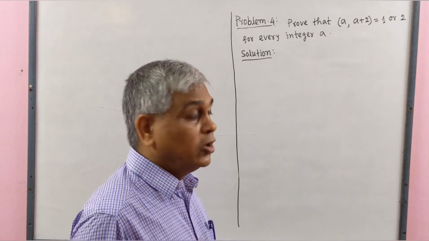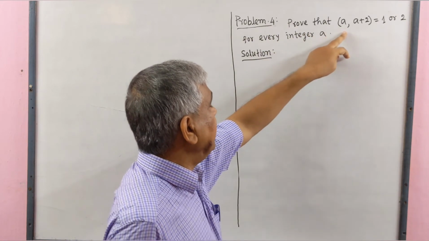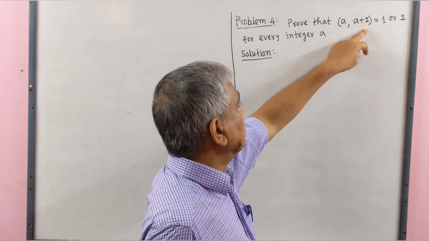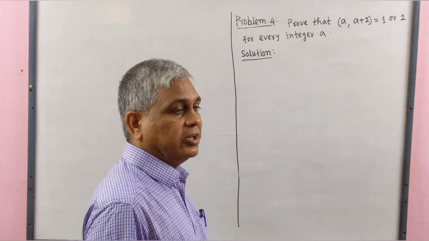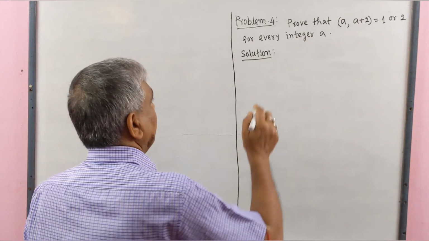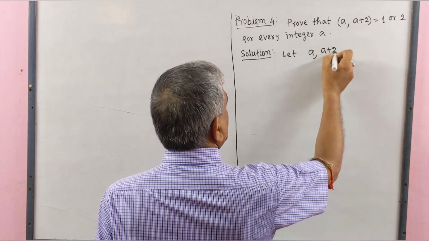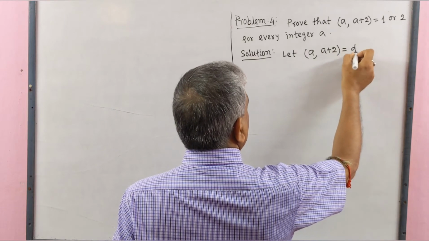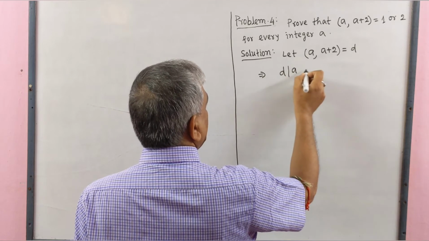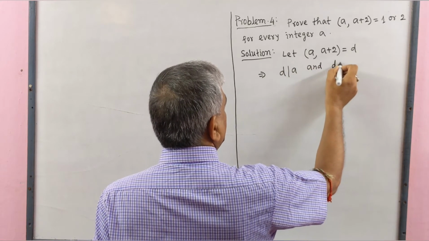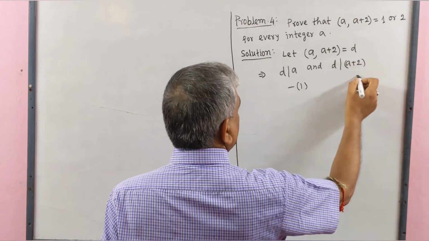Now we solve problem number 4. Prove that GCD of A and A plus 2 is 1 or 2 for every integer A. Now we solve this. Let GCD of A and A plus 2 equal to D, implies that D divides A and D divides A plus 2. This is number 1, this is number 2.